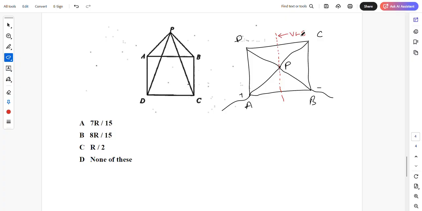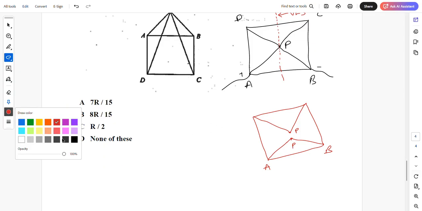Yesterday we learned, isn't it? In the last video we learned what is meant by vertical symmetry. When the vertical line of symmetry is drawn, what happens? It will become like this. Right? Understood? This is B, this is A. P will be here. Right? What happens then?